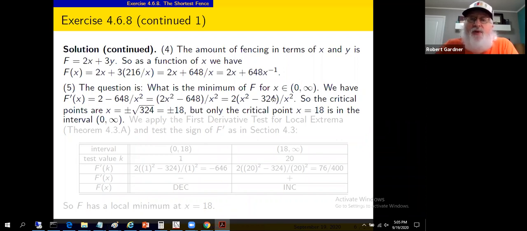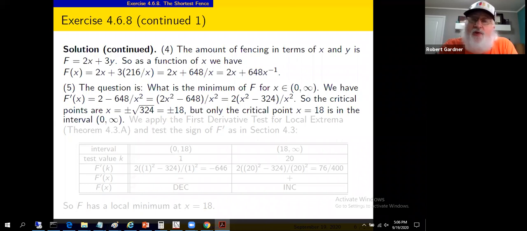It does make the derivative 0, but we're not dealing with a function that takes on negative x values. I feel like the domain is 0 to infinity. So it's x equals positive 18 meters, by the way, that is the only critical point in the interval 0 to infinity. So does that critical point correspond to a maximum or a minimum? Well, I hope it's a minimum because that's what we're looking for. How are you going to tell?